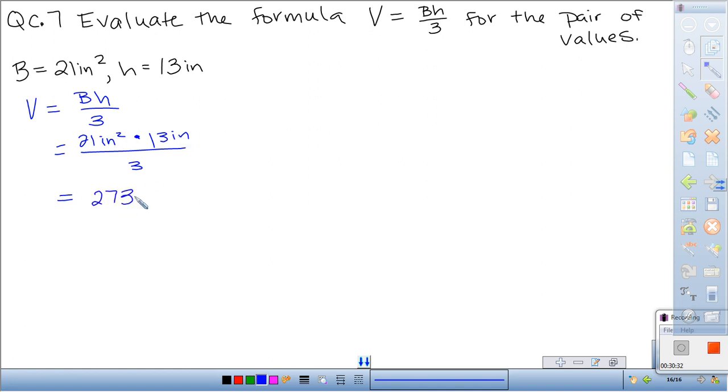Inches squared times inches is inches cubed. And then we have that divided by 3. Finally, we need to divide. So divide 273 inches cubed by 3, and you get 91 inches cubed. And that's lesson 1-2.